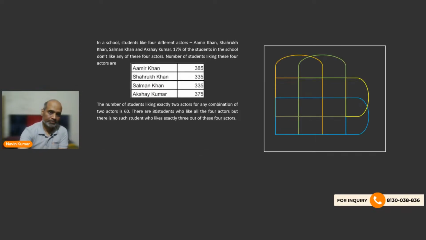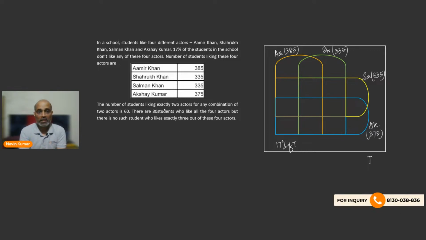So let's start. In a school, students like four different actors: Amir, Shah Rukh, Salman, and Akshay. 17% of the students in the school don't like any of the four actors. So if I say the total number of kids in the school is T, then 17% of T stay outside, right? The number of students liking these four actors are these many. For Amir, we have got 385 kids who like them. Then Shah Rukh has 335. For Salman, again, we have 335. And for Akshay, we have got 375.